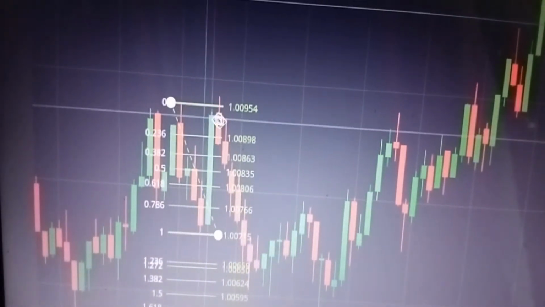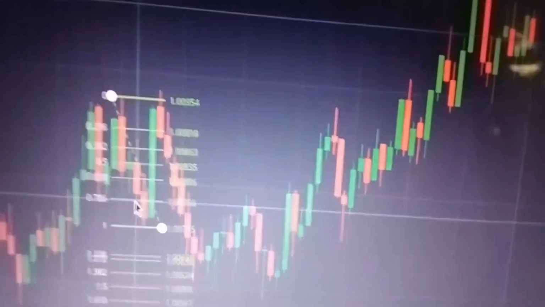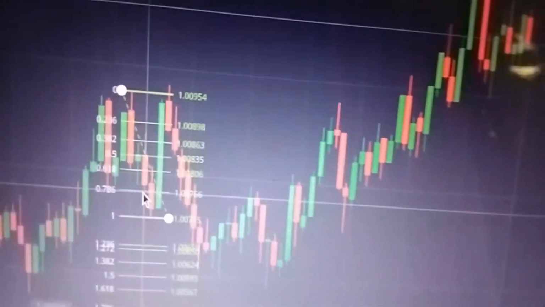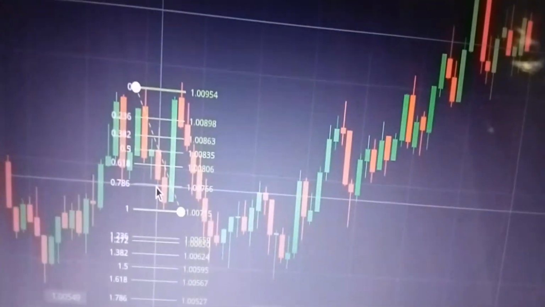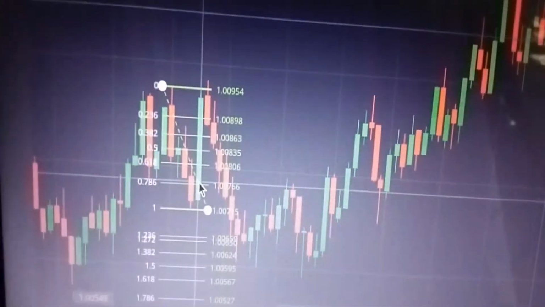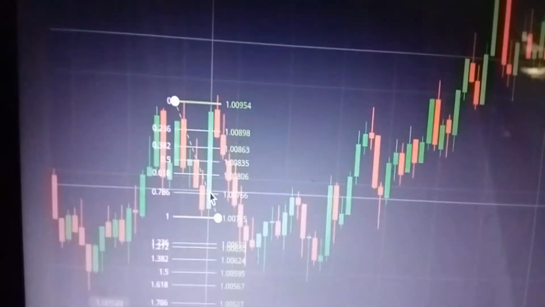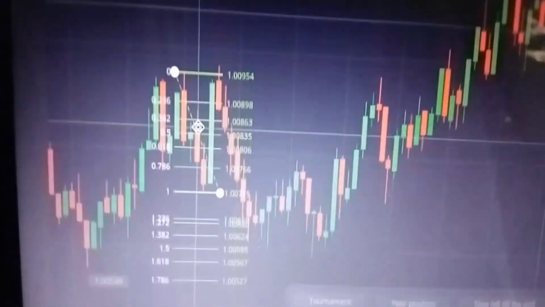Sometimes these kinds of things happen like this. They will take the liquidity. So that's why we have risk management. That's why we are entering smaller positions, not risking 100% of our account or amount and then blowing it up. These kinds of things happen, so we need to be careful.